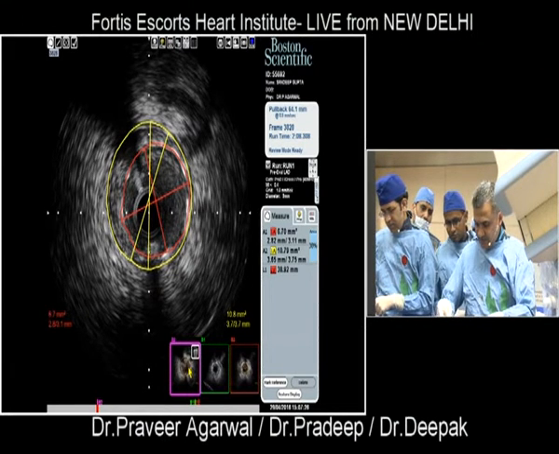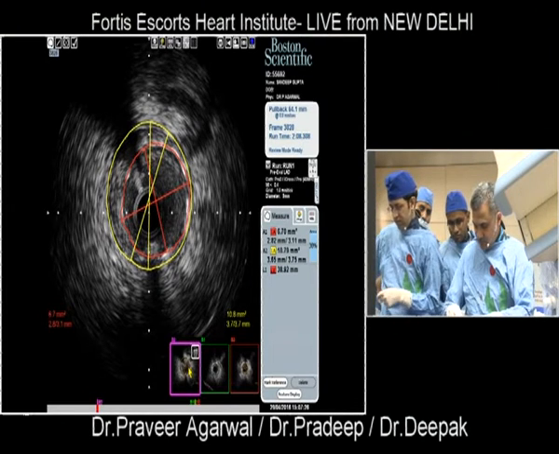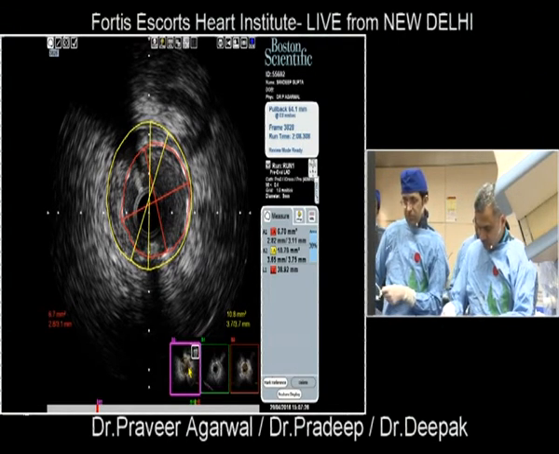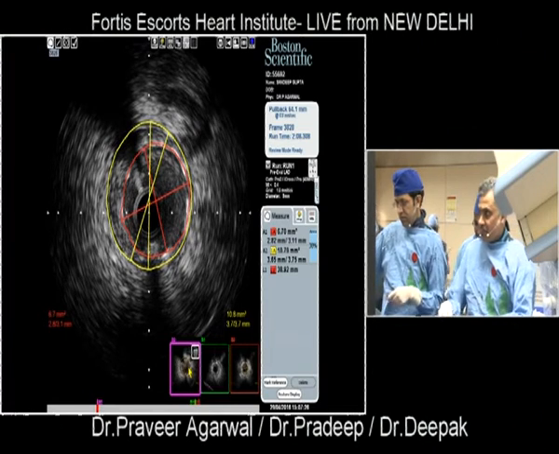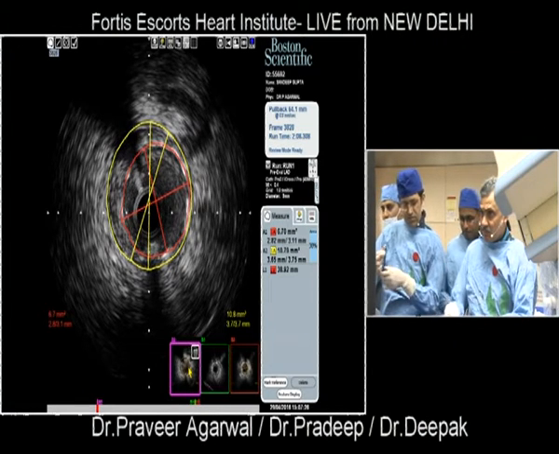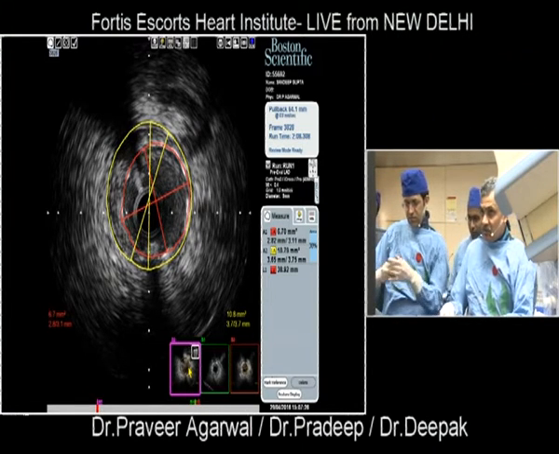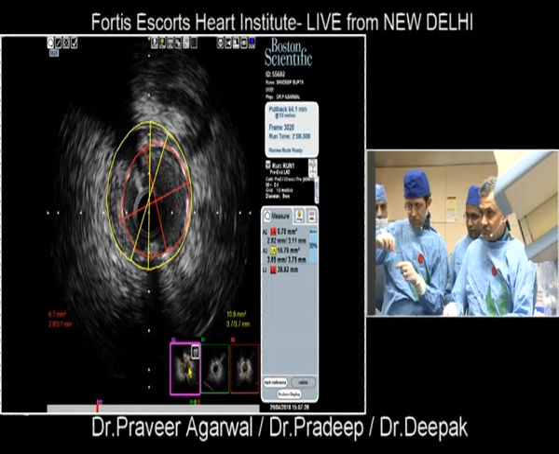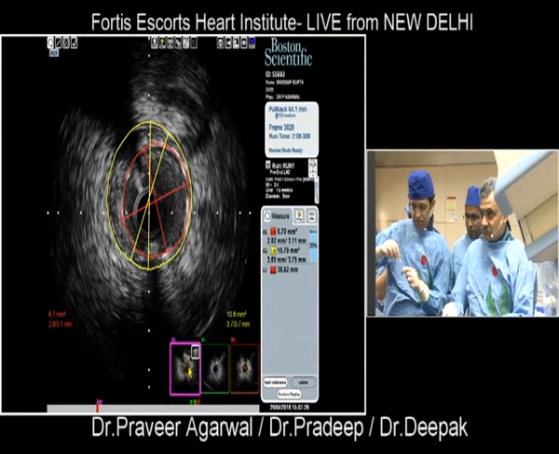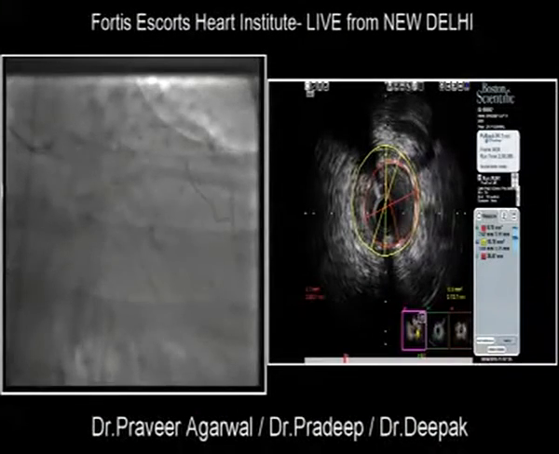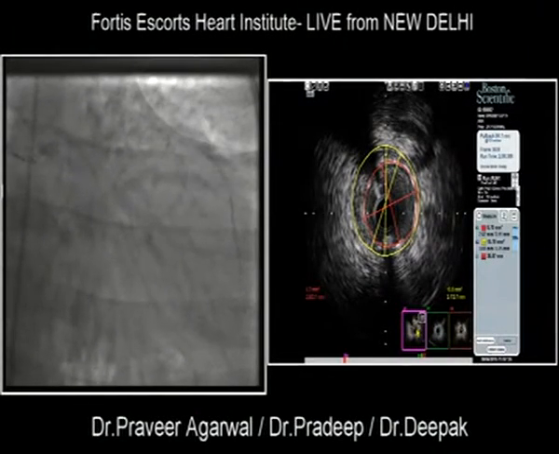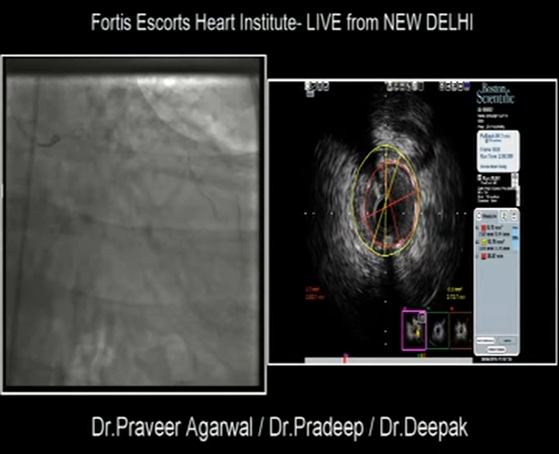So I'm just taking a buddy wire first. This is the same center or another center? I don't know. It's the same center, but I was said it's possible to. It is New Delhi. Can you please?